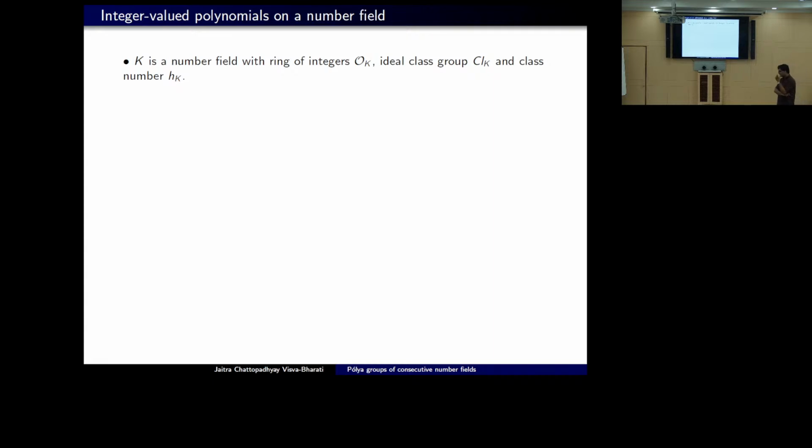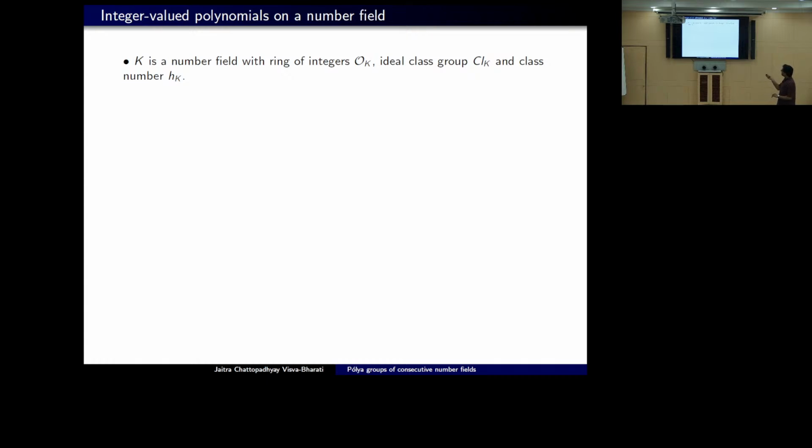For example, the number fields Q, Q adjoin root 2, these all have class number 1 and their rings of integers Z, Z adjoin root 2, etc. are all PIDs. And it is known that for any number field K, the class group is a finite abelian group. So the order is what we call the class number of K.